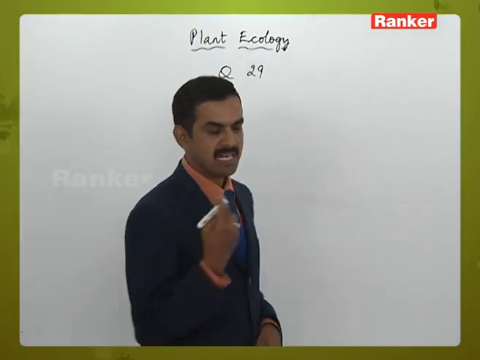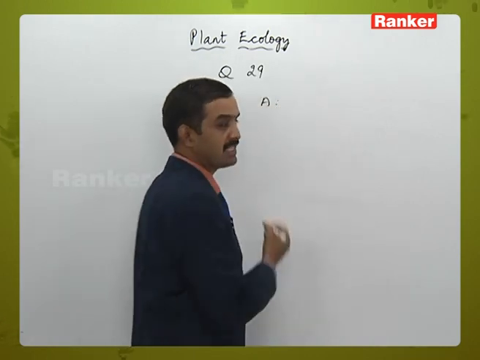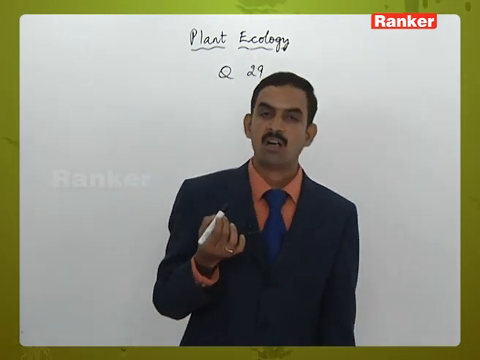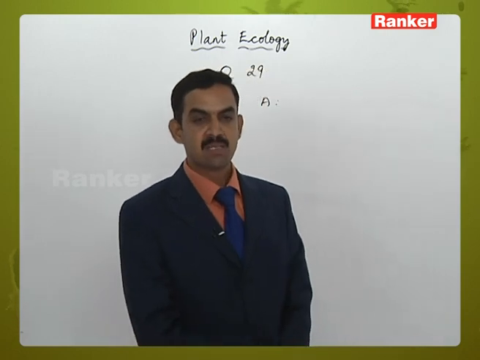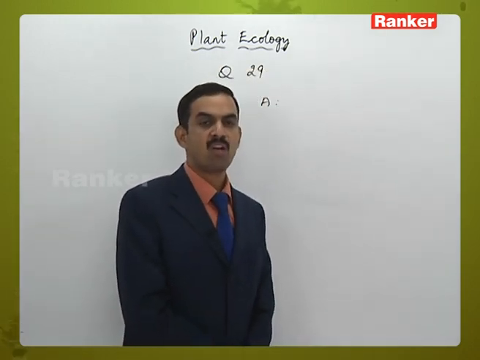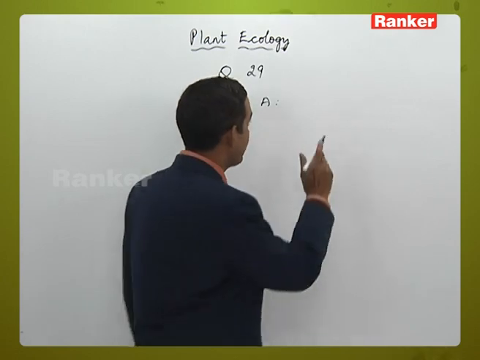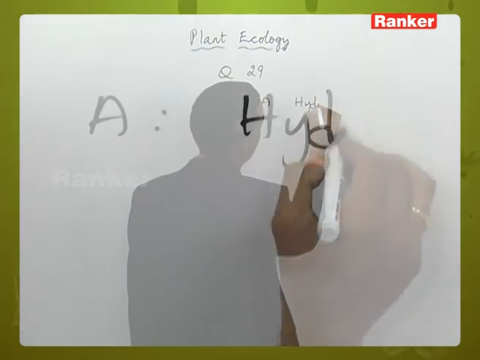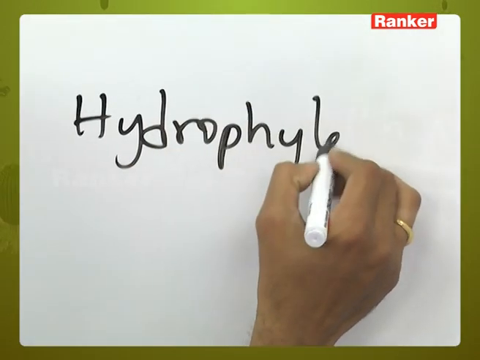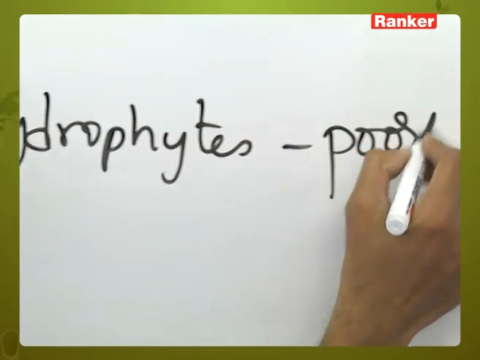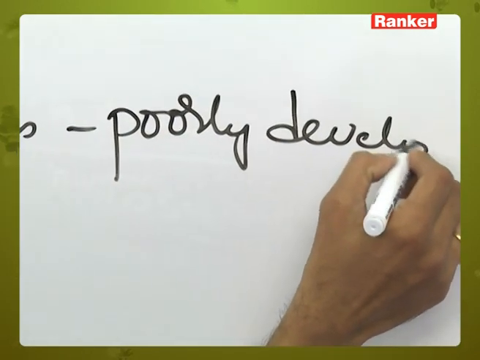Let's come to the assertion statement. This statement is related to the hydrophytic plants. That means some plants do not have a well developed root system. This character can be seen in the hydrophytes. We can say that a poorly developed root system is present.